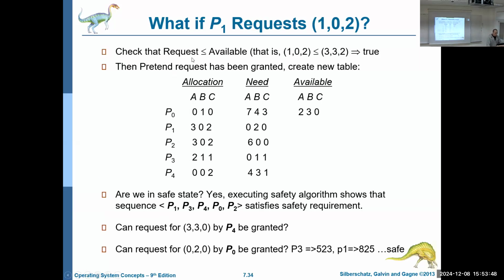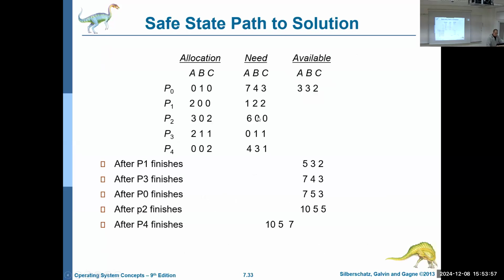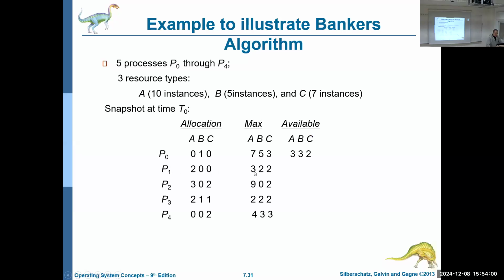So let's check that the request is less than or equal to what's available. For example, what if P1 requests 102? Go back to over here, P1 says he wants 102. Well, that's less than his max, so he could ask for that. The 2 over here is going to be the problem, right? The 2 that he's requesting is going to take away all of C. And that means that P3 will have trouble.